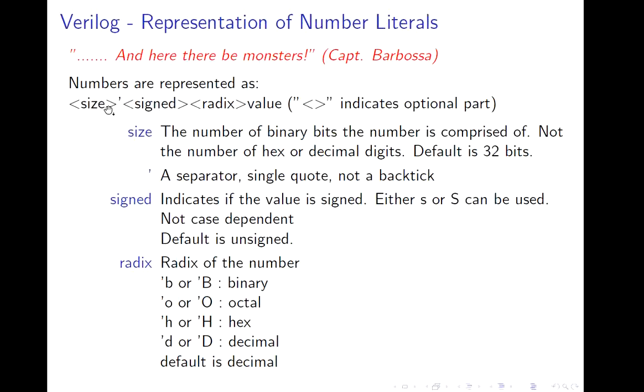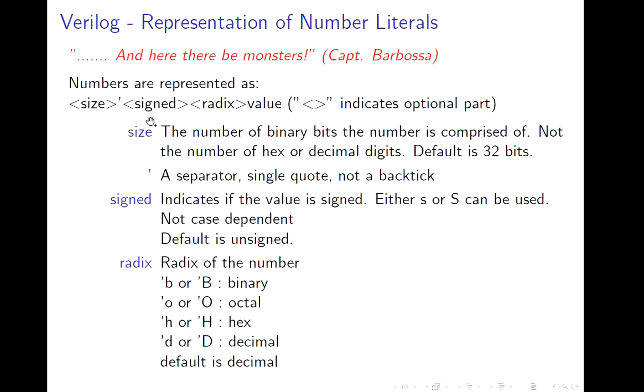But of course, all the things that are written before the value, except this tick, are an optional part. Look here, all the things that are represented in the triangular braces are optional, meaning I can even represent any value without the help of these things, and under that scenario it will consider a default number system. And what is that default number system it is going to consider? We'll see that. So basically, size indicates the number of binary bits that particular value is comprised of, and not the hex or decimal digits. When I say size, it is in terms of binary bits.